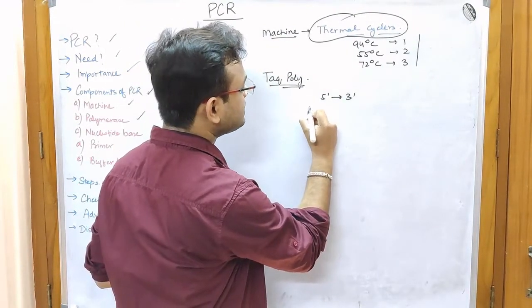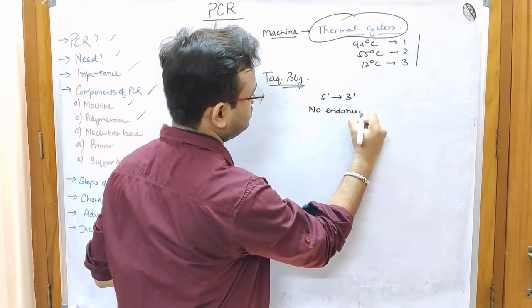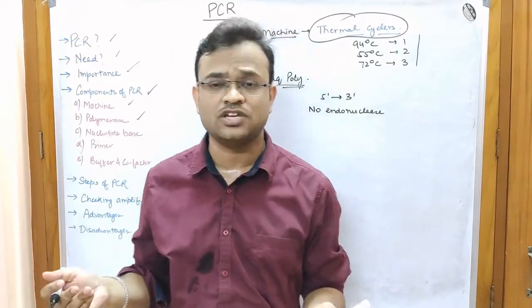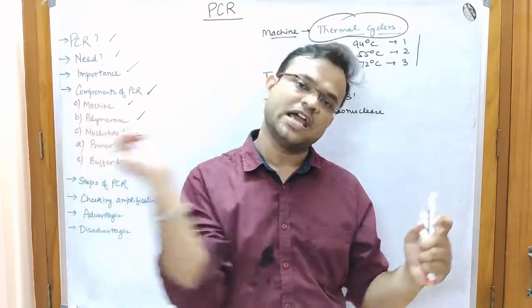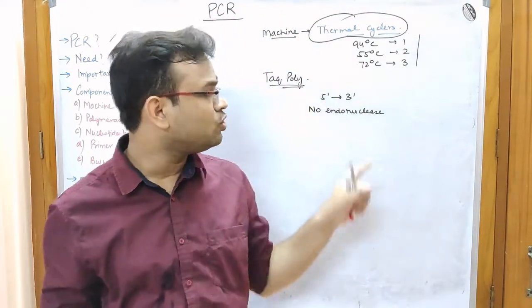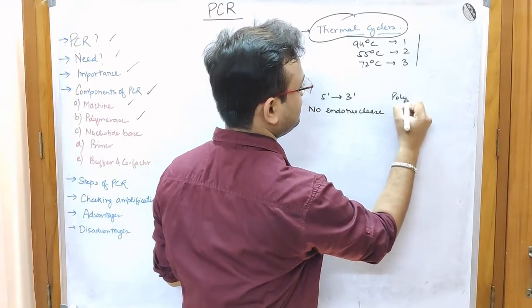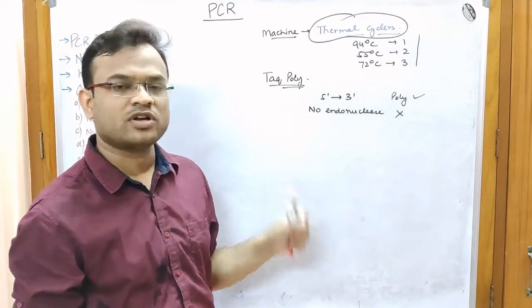No endonuclease activity would be observed. What is this activity used for? It is used for proofreading, and it occurs in 3' to 5' direction. But in case of Taq polymerase, no such activity is seen, only polymerase activity is seen. So this is another very important feature.